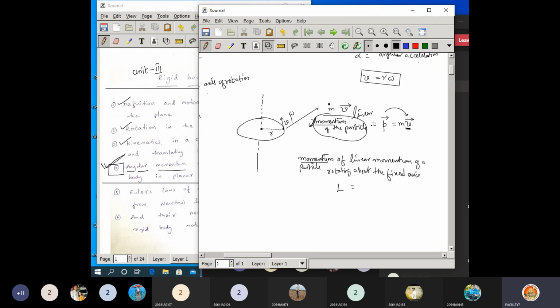For linear momentum, it is P. Now the momentum of linear momentum, simply we can call this particular thing as the angular momentum. Instead of considering all these things, we can consider this as the angular momentum. Now here the angular momentum L can be given as R cross P.